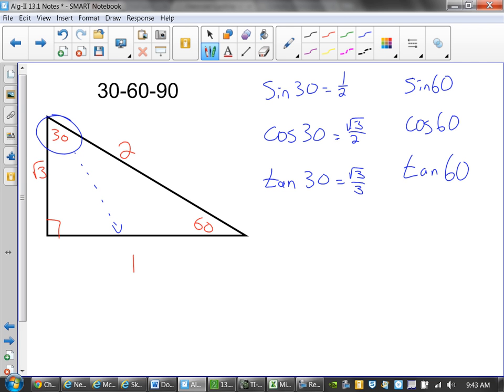Okay. Now we switch perspective. Now we go to the 60-degree angle. Now my opposite is root 3. So the sine of 60 is root 3 over 2. Good. Cosine of 60 gets 1/2. And then lastly, the tangent. Root 3. Yeah, it's just root 3 then. Okay. Not so bad?